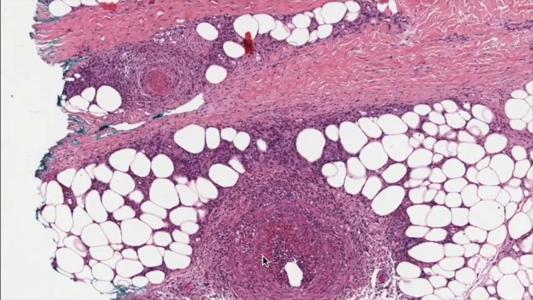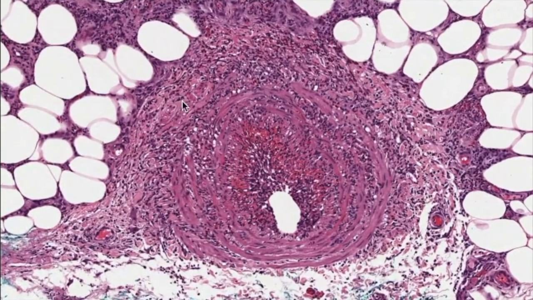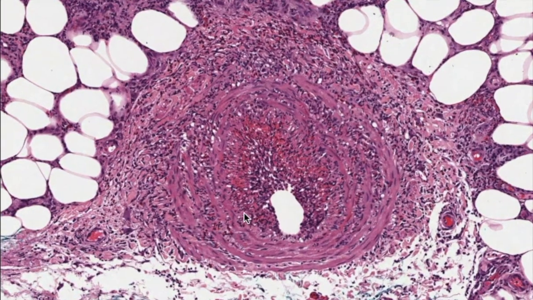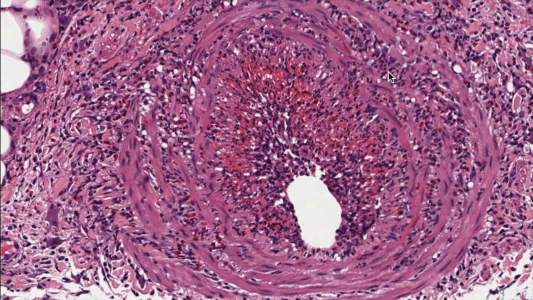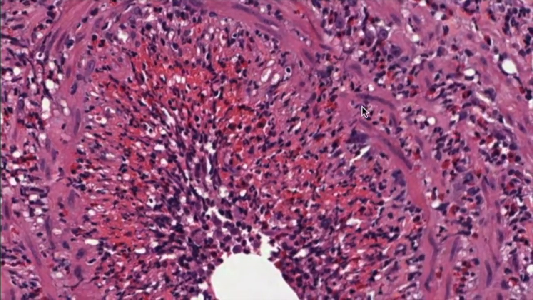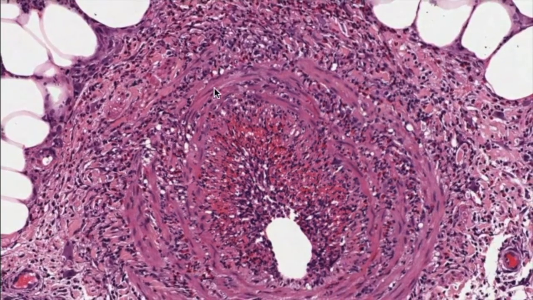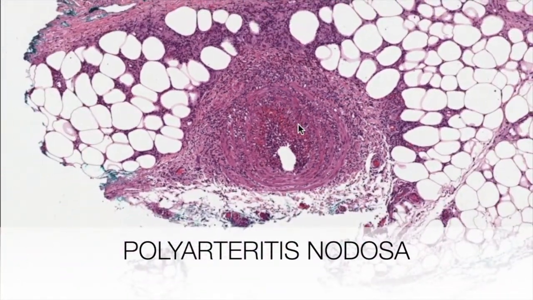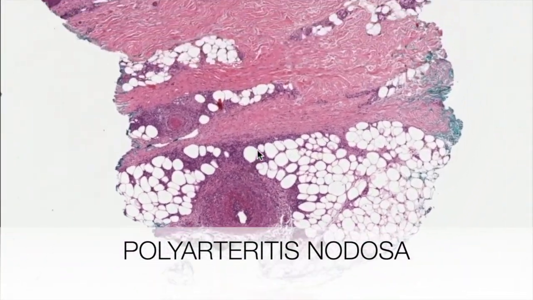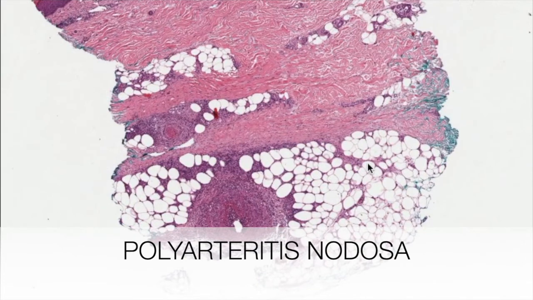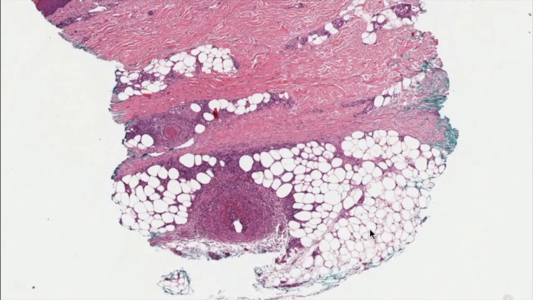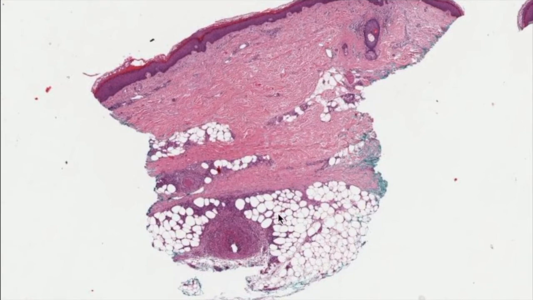If you go on high power, you will see the medium vessel is involved with inflammation. These are all inflammatory cells, mostly eosinophils, and we have vasculitis. So this is a nice example of polyarteritis nodosa. This is one of those lesions we will talk about more in the panniculitis, where you see the involvement of the deep vessels and also the surrounding fat.